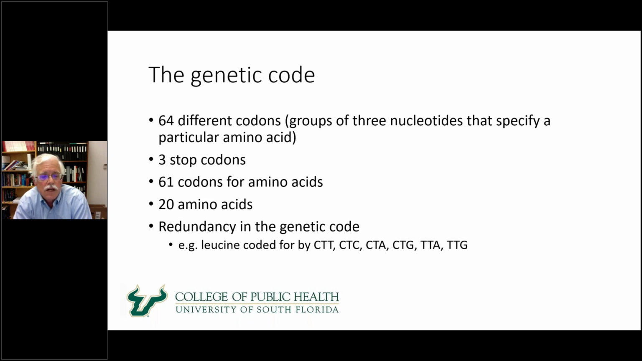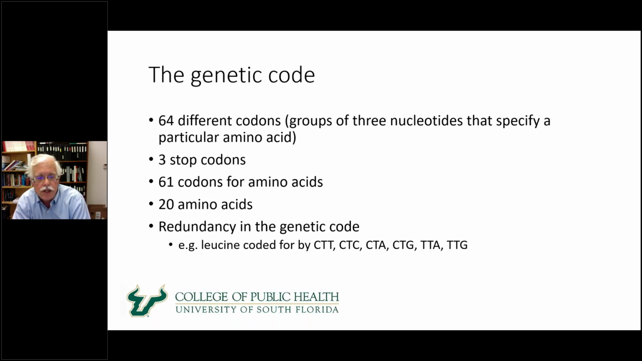Out of these 64 codons, 3 of them just tell the ribosome to stop, that they've come to the end of a protein, which leaves us 61 codons to code for our amino acids. But in nature, we only really have 20 amino acids that are normally in the proteins that are made, which means that there's a lot of redundancy in the genetic code. For example, the amino acid leucine is coded for by 6 different codons, which are shown here: CTT, CTC, and so on and so forth. And you'll notice that it's CT and any nucleotide at the end.